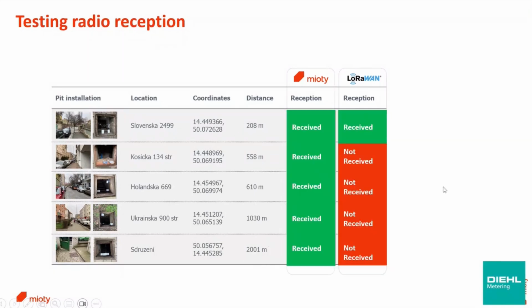And the result was quite compelling. If it had been a clear line of sight installation, both technologies would have worked nicely. But here you have a very, very tough radio situation, and mioty is quite superior in these types of situations.